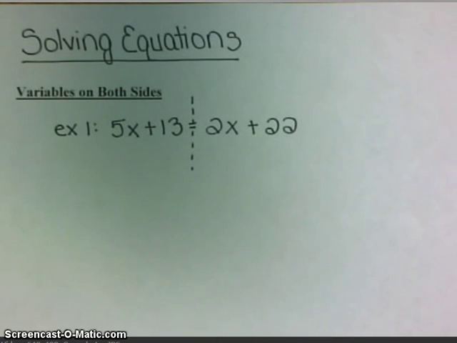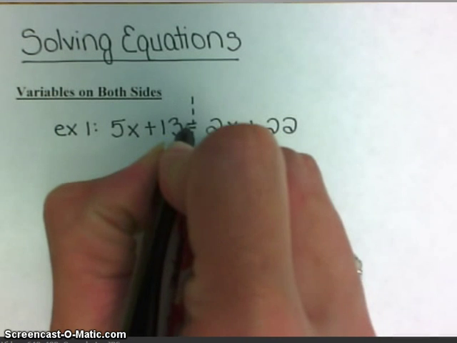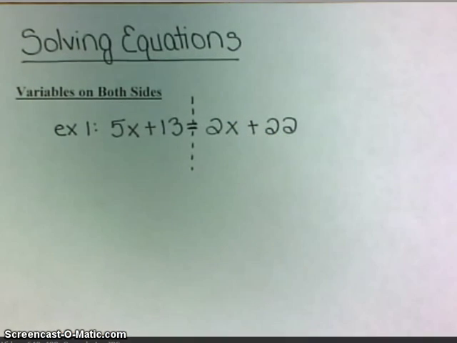In this example, 5x plus 13 equals 2x plus 22. Now I have that line down the middle. Some of you all have been using that. The reason I have it drawn on this one is because I want you to think of it as a wall. I want you to think of the equal sign as a blocker or a wall.